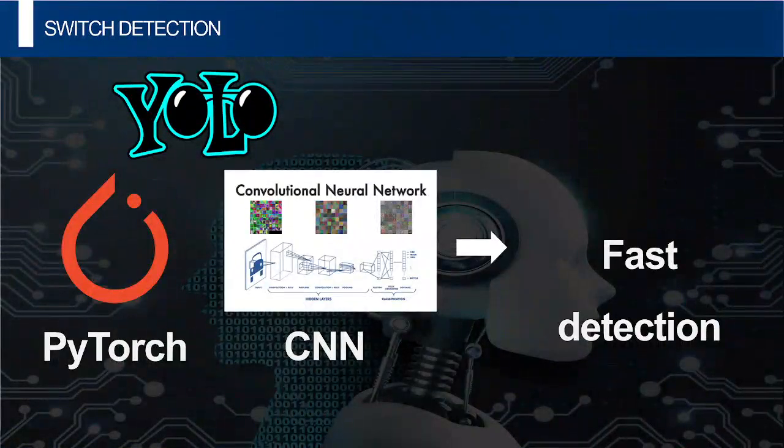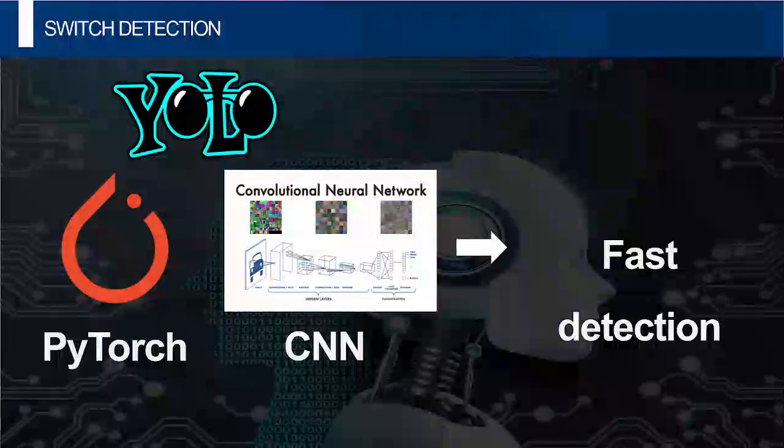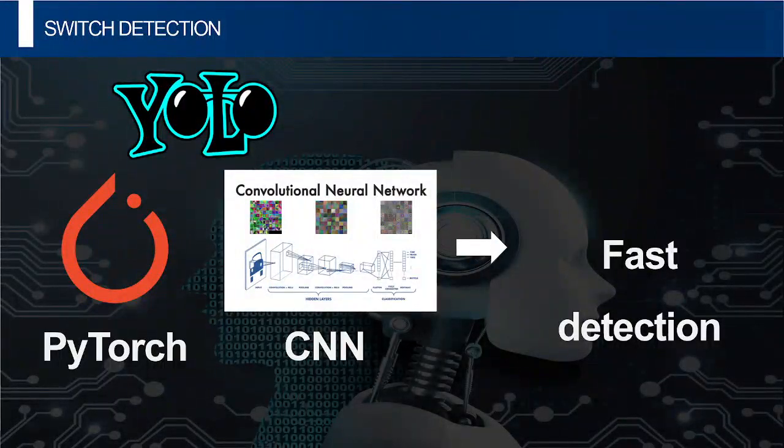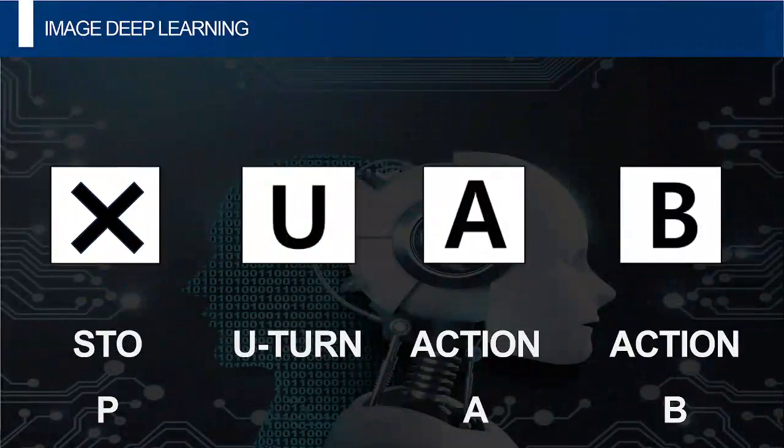Switch detection uses YOLO version 8. This is an image deep learning model using PyTorch and CNN techniques. It has an advantage for fast object detection. And we detect these switches. It can determine our robot's behavior.